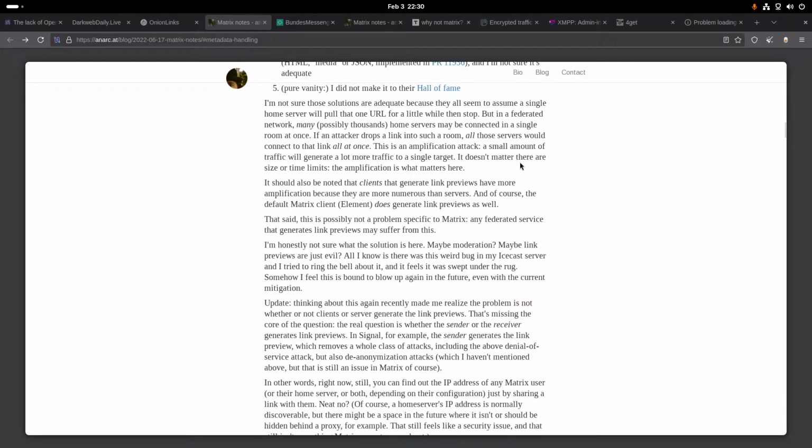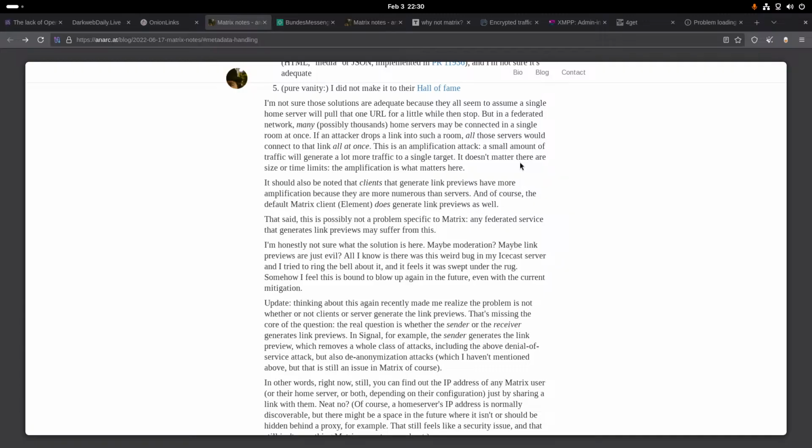It should be noted that the clients that generate link previews have more amplification because they are more numerous than servers, and of course the default Matrix client, Element, does generate link previews as well. That said, it is not a problem specific to Matrix. Any federated service that generates link previews may suffer from this. I'm honestly not sure what the solution is here. Maybe moderation, maybe link previews are just evil.